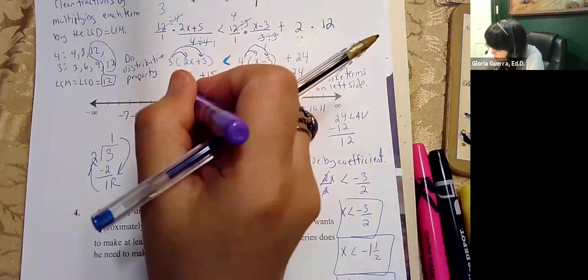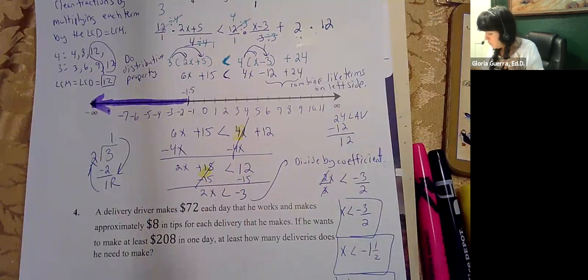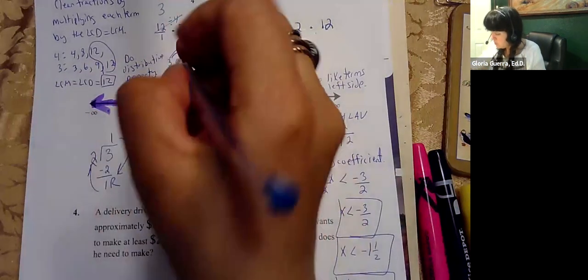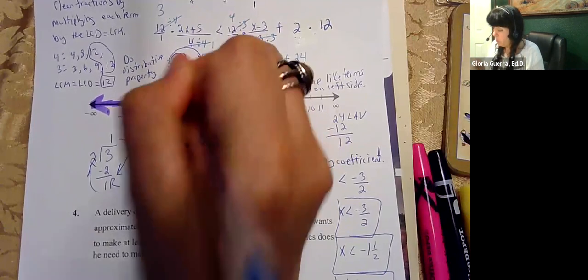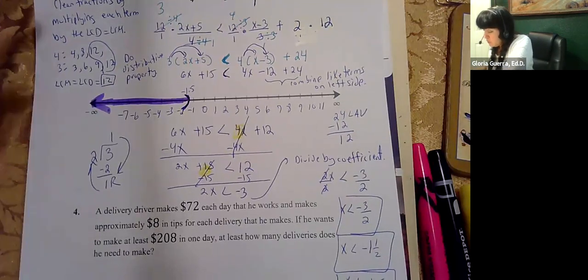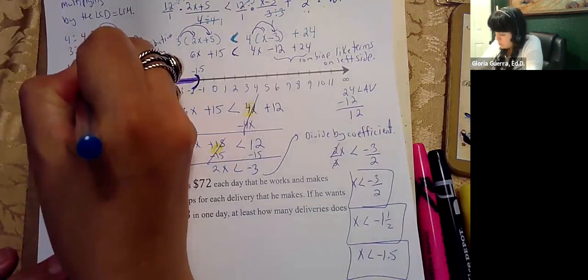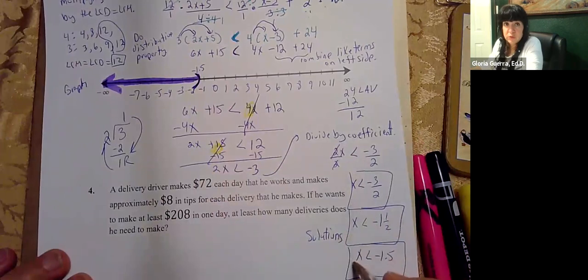So you want to shade the unknowns, all your unknowns are less than negative 1.5, and you want to use parentheses. Okay. So there's the graph for that, and these are solutions, right? We have solutions, and then we have the graph.